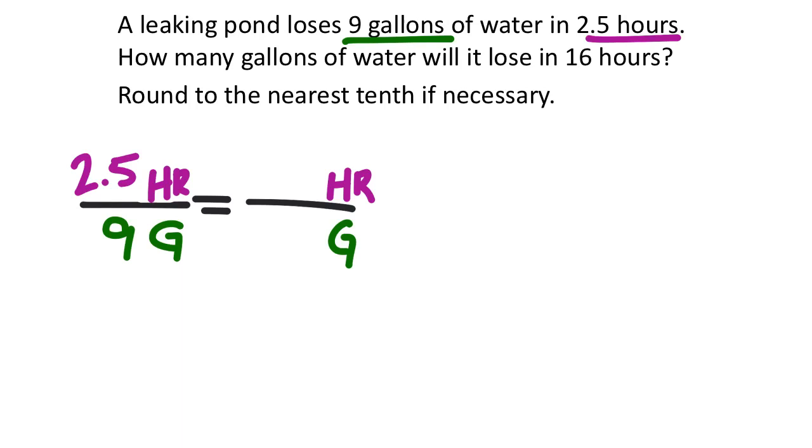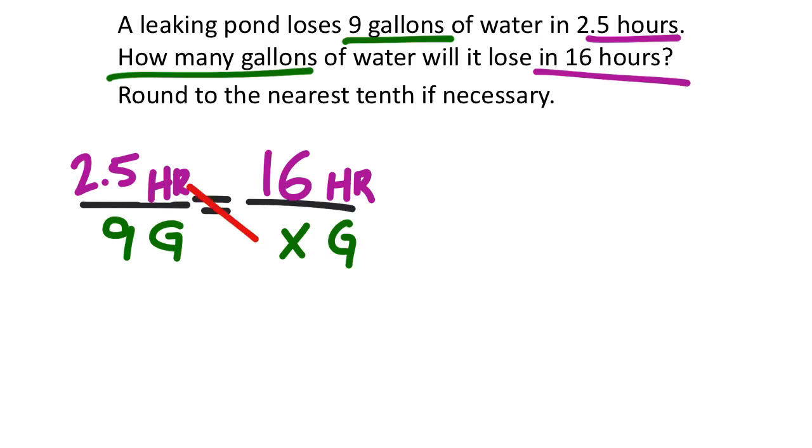Now this equals, this one was 16 hours. But we also don't know how many gallons it would lose in those 16 hours. So I'm using X. You could use whatever letter you want. And this sets up the proportion for us to solve. So using cross multiplication, right? I got 2.5 times X. And then the other cross multiplied, 9 times 16, which is, we'll just go to the calculator to make sure. I feel like if I do that in my head, I'll get it wrong. So 144.